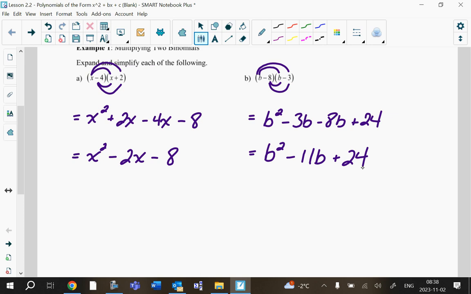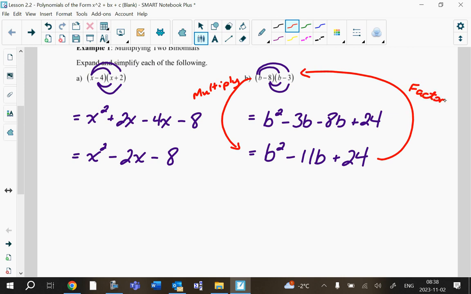So the factoring is, we're going from the answer back to figuring out what we have to multiply. That's what we're doing. Okay? So we multiply the 2 binomials to get the answer, but then we factor the answer to get back to figure out what we multiplied by. Okay? So when we have a trinomial, it's always going to be 2 binomials that multiply together.